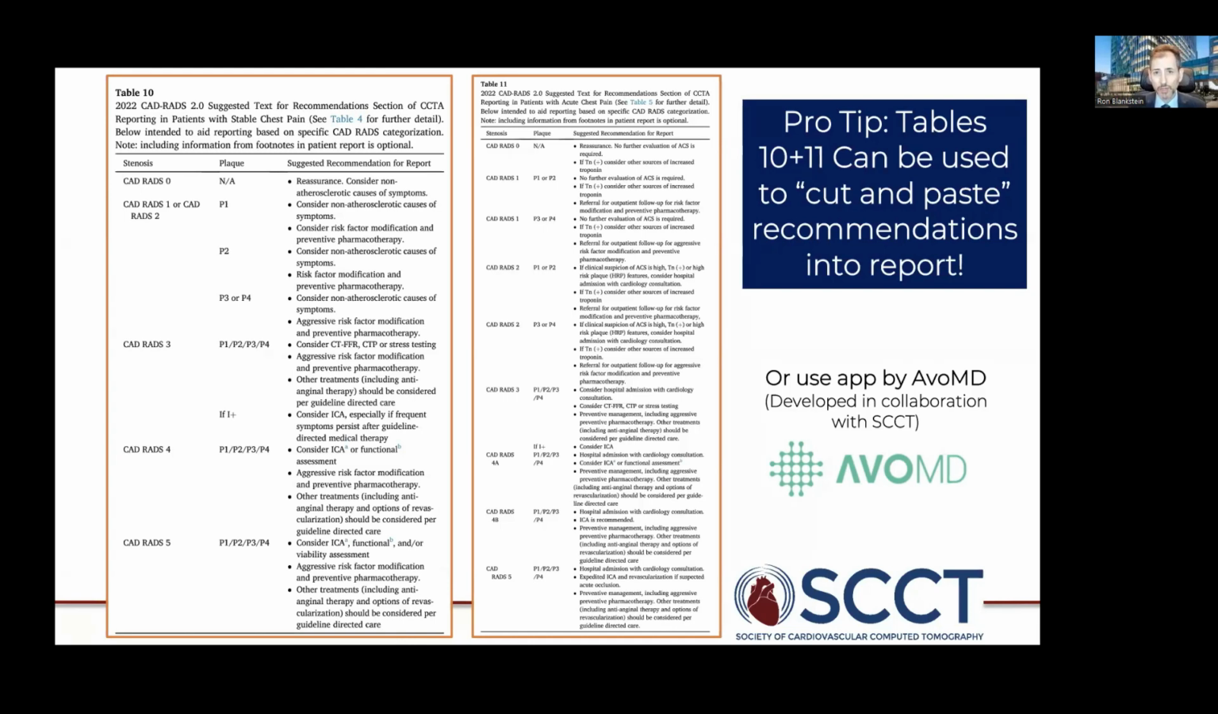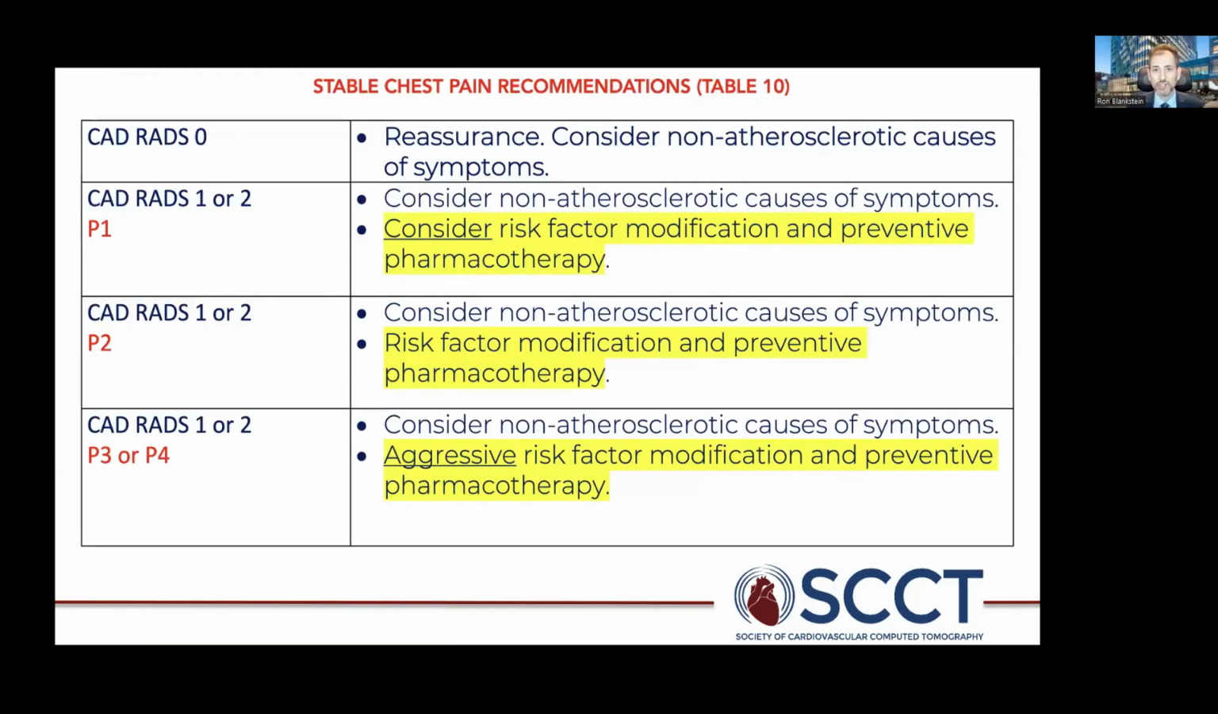So let's dive a little bit deeper into these recommendations. I'm first going to talk about the recommendations for stable chest pain and then into acute chest pain. So for stable chest pain patients, what we can see here for CAD-RADS 0, reassurance, nothing different from prior. If you now have CAD-RADS 1 or 2, the recommendations are actually the same, whether you have minimal or mild stenosis.